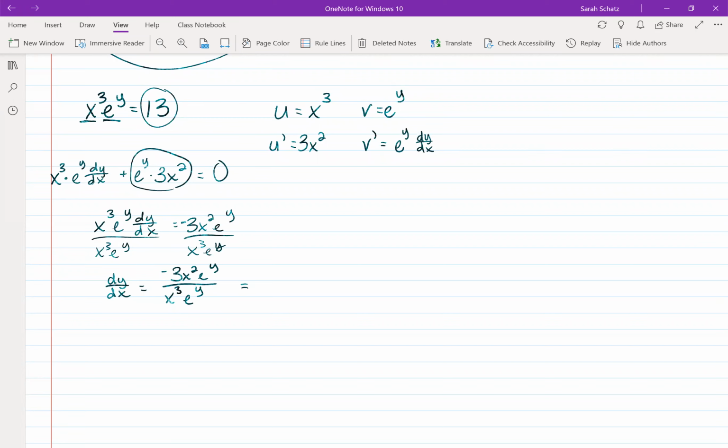So you can cancel out the e to the y's totally, you guys. So those are just gone. With the x's, if you divide x squared out of both of them, then there's none up there. And then this just becomes x. So you just end up with negative 3 over x. So all that work with the product rule and all of that, my derivative actually ended up being pretty simple. But there we are.